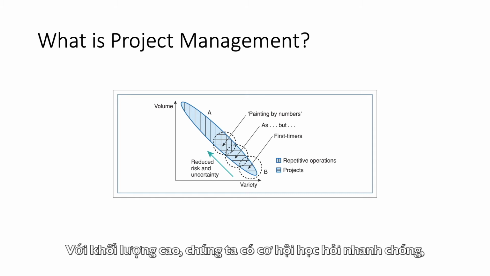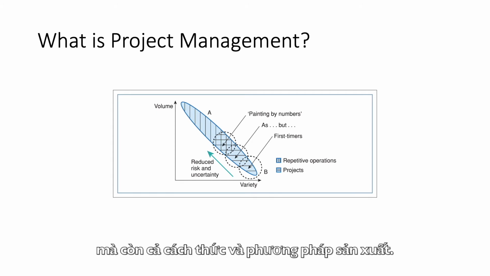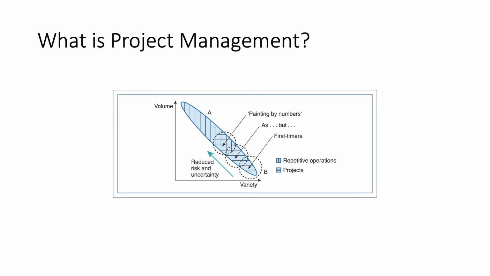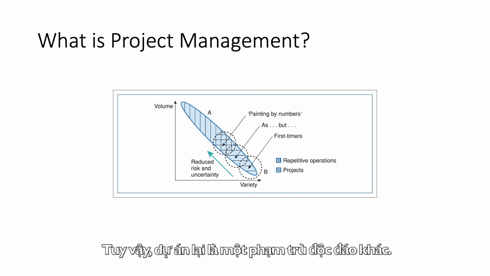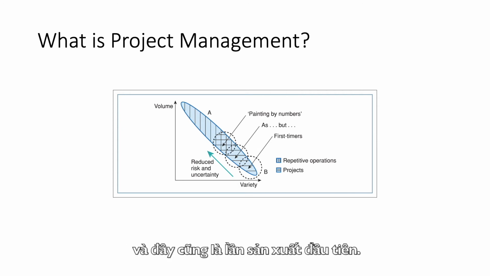With high volume, we have the opportunity to learn quickly to improve the quality of not only what we're producing, but also the way and the method in which we produce it. And so the risk is reduced dramatically. With a project, however, we normally have a unique situation. We're producing something only once, and it's the first time that it's ever been produced.